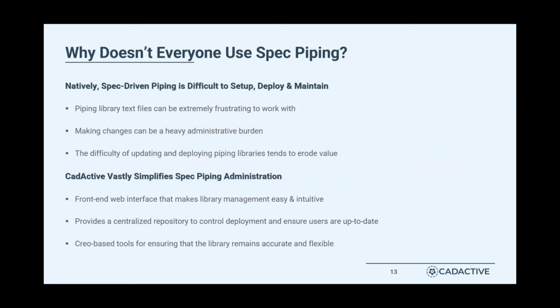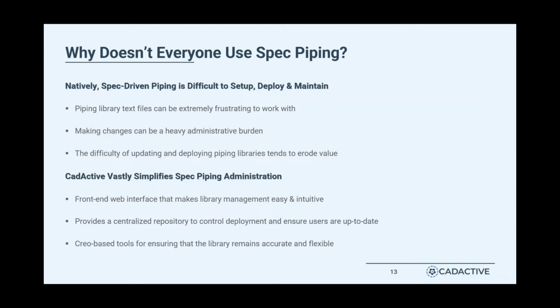So the golden question here is, if spec-driven piping is included with every license of Creo, why doesn't everybody use it? When I asked at the beginning of the call if anybody used it today, we didn't really have anyone put their hand up. Why is that? The answer is because spec piping is difficult to set up, and it's difficult to deploy, and it's difficult to maintain.